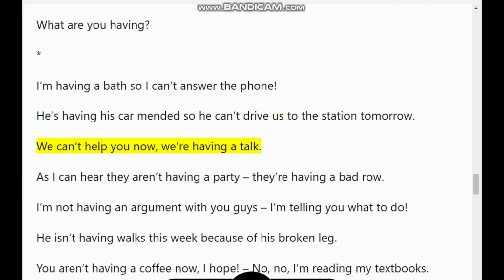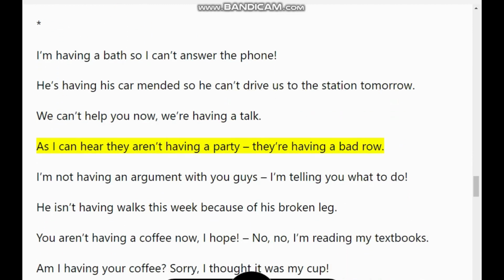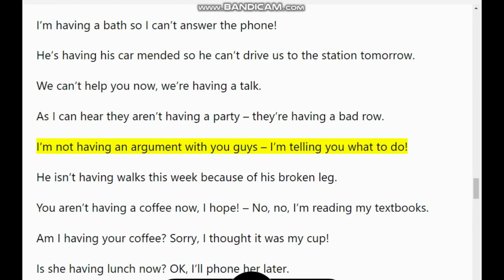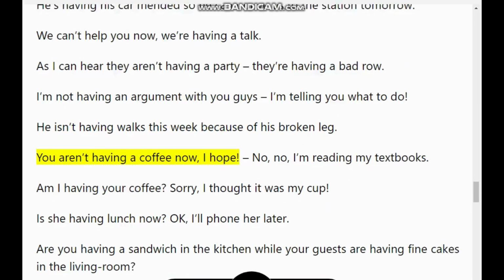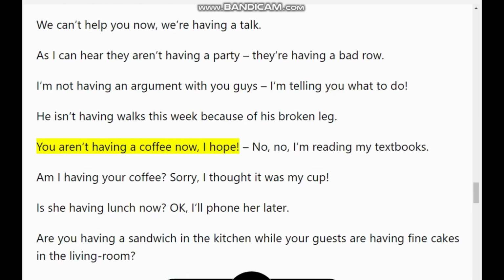We can't help you now, we're having a talk. As I can hear, they aren't having a party. They're having a bad row. I'm not having an argument with you guys. I'm telling you what to do. He isn't having walks this week because of his broken leg. You aren't having a coffee now, I hope.